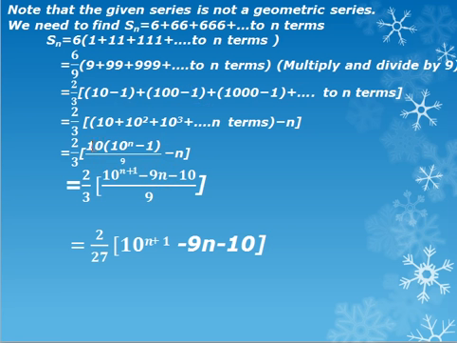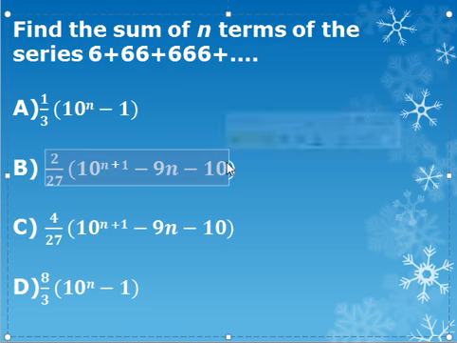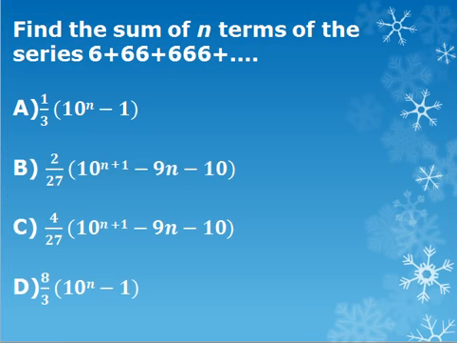Now again multiplying 10 inside the bracket, I'm going to get 10 to the power of n plus 1 minus 10. And if we want to take this minus n into here, we have to multiply it and divide it by 9. So after multiplying and dividing by 9, taking inside the bracket, I'm going to get minus 9n. And we take that inside, and we get 10 to the power of n plus 1 minus 9n minus 10, whole divided by 9. And I'm multiplying the denominators and taking them out. So I'll get 2 by 27 into 10 to the power of n plus 1 minus 9n minus 10. And that is our option B, I think. Yeah, option B is the right answer.